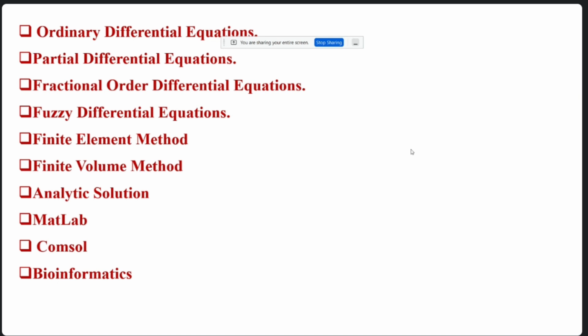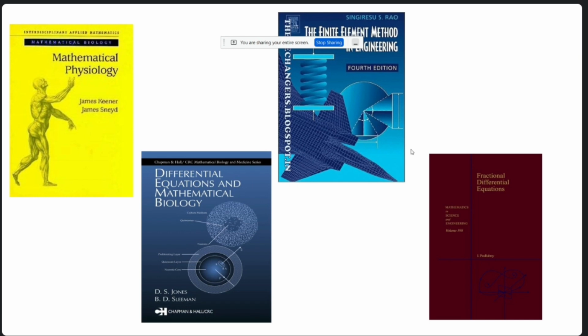Fuzzy differential equations also we have used for the same study. Finite element method, finite volume method we have used. Analytically also we have solved. Now we have started on bioinformatics. Again we are extending this to neuroinformatics. These works are very important for the study, for beginners as well. These books we recommend for the biomathematics people.